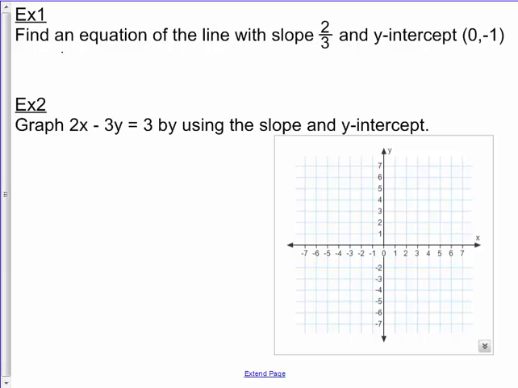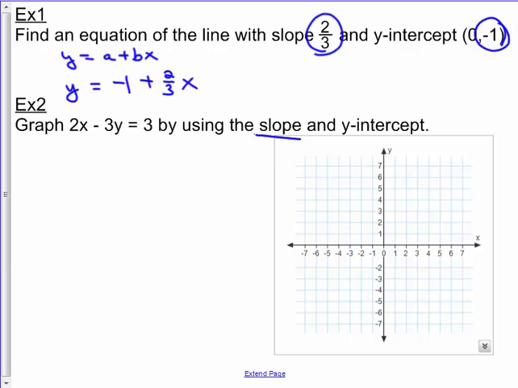So in example 1, says we want to find an equation of the line with a slope of 2/3 and a y-intercept of 0, negative 1. So we're going to write it in slope-intercept form because that's what we're given. Negative 1 plus 2/3 x. In example 2, we're looking to graph that line.